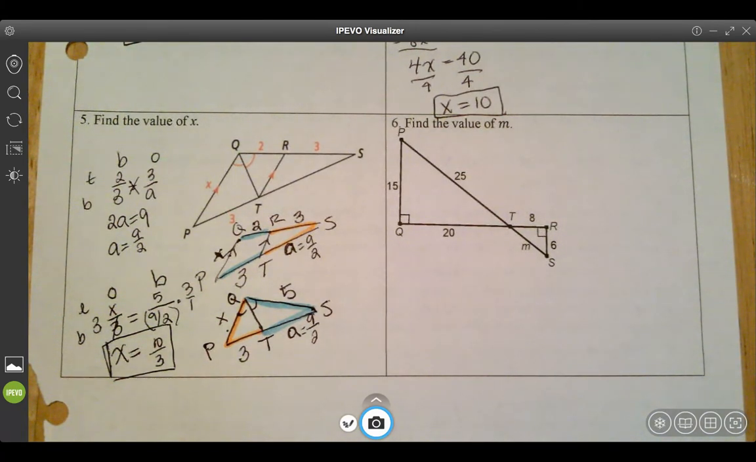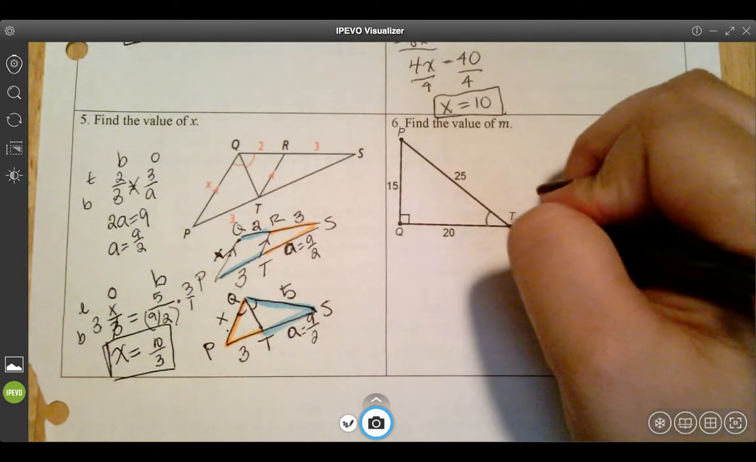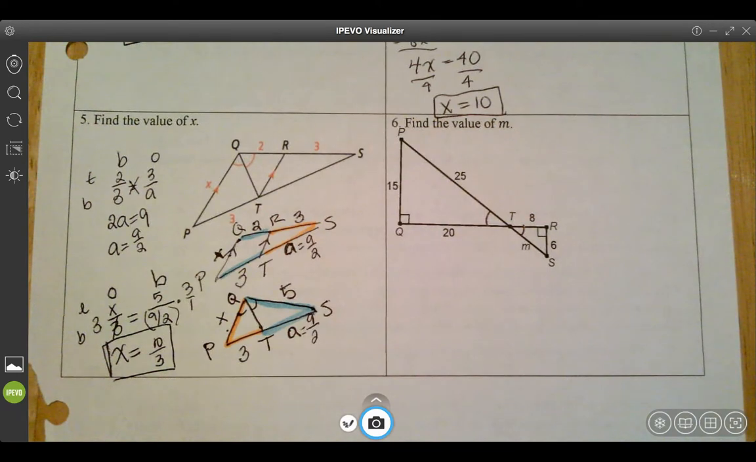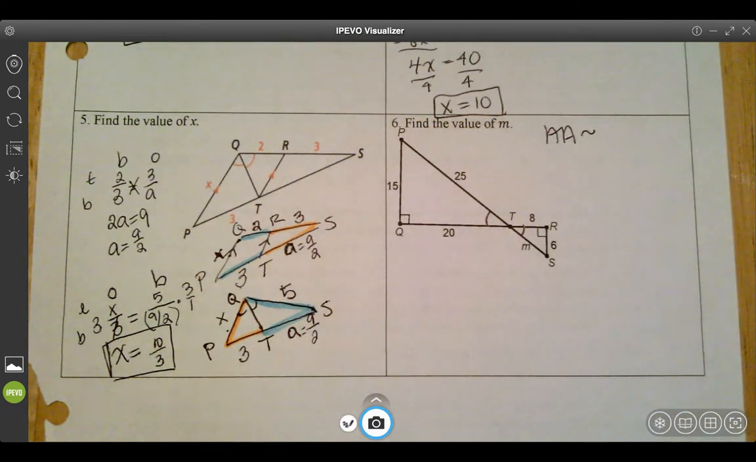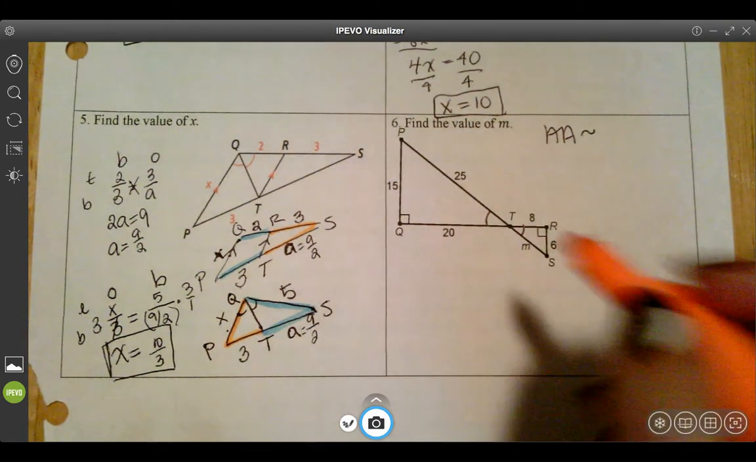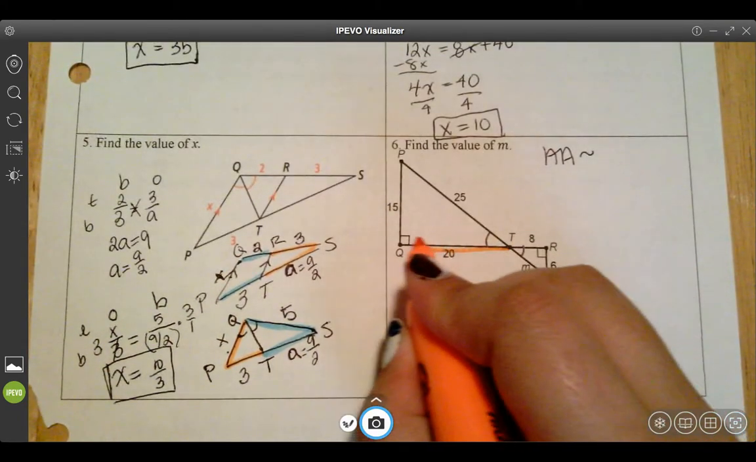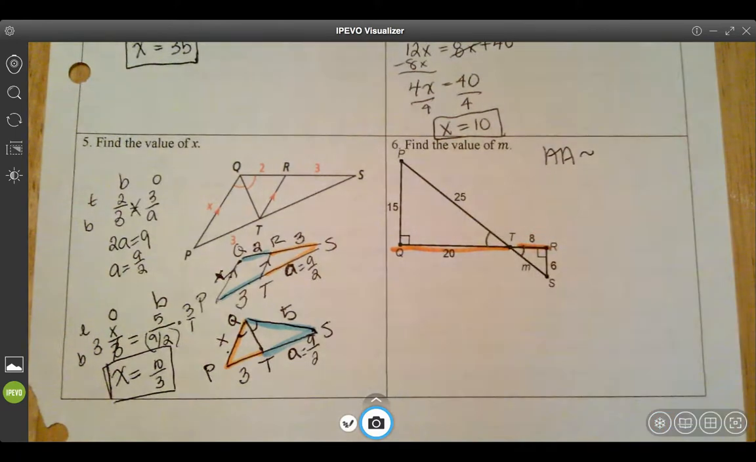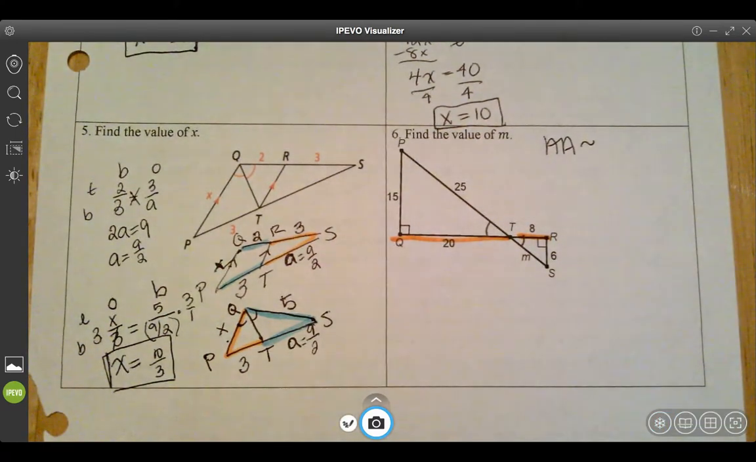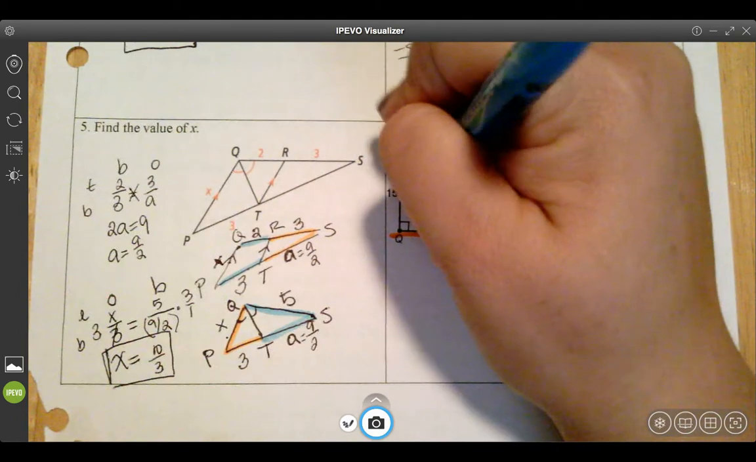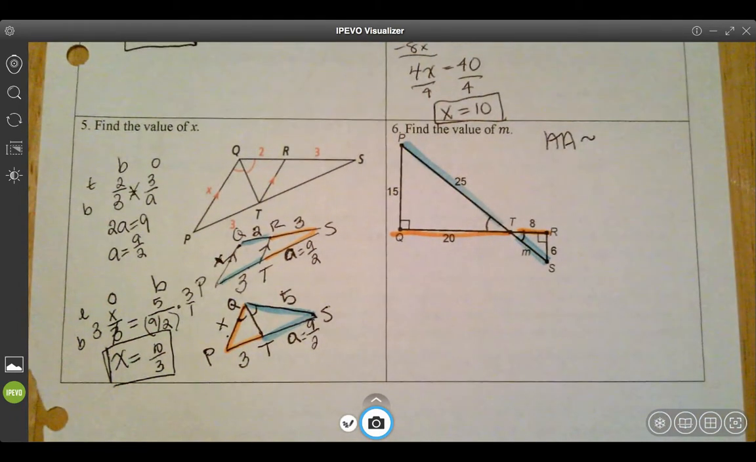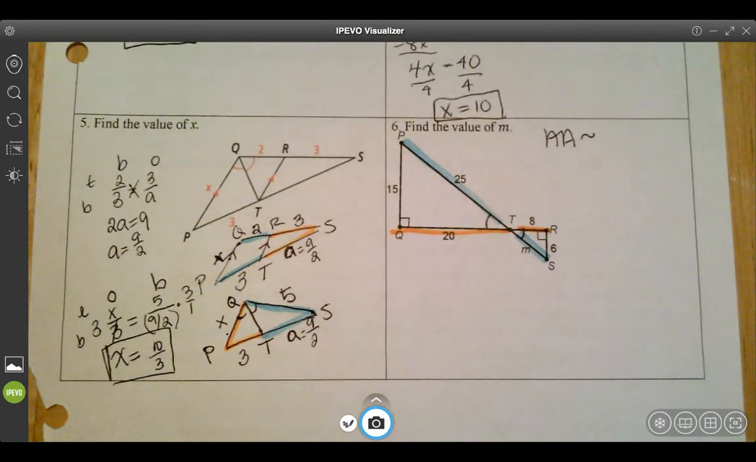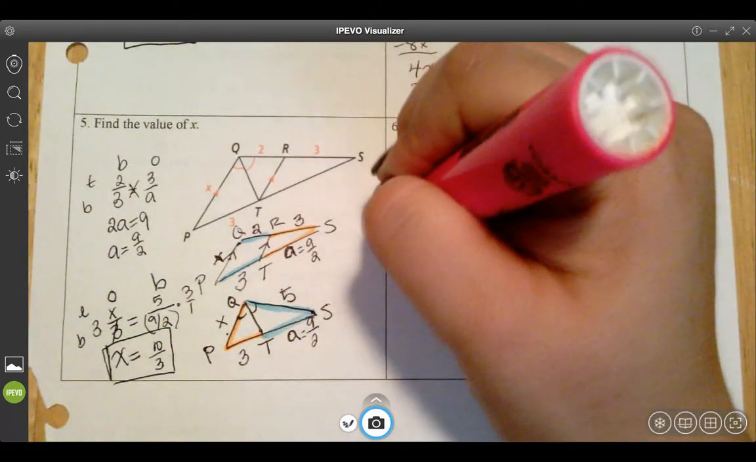For this one, we'd like to find the value of m. So I'm looking here and I see we have vertical angles. So these are similar triangles by angle-angle similarity. So I'll say, okay, the segment between the two known angles, we have our hypotenuse and the hypotenuse. Then we can have our other leg.